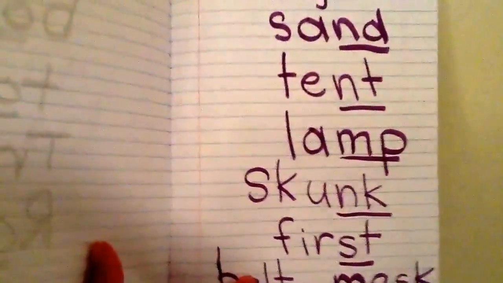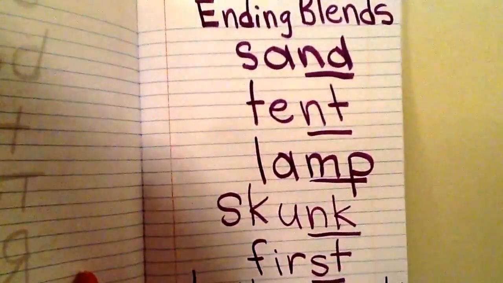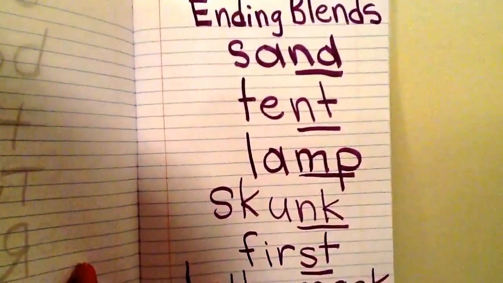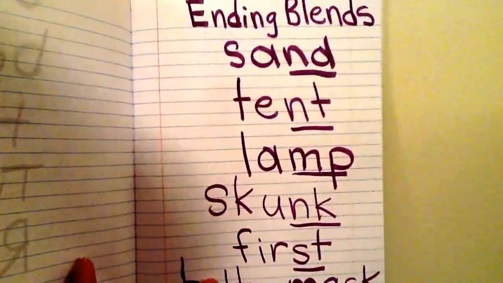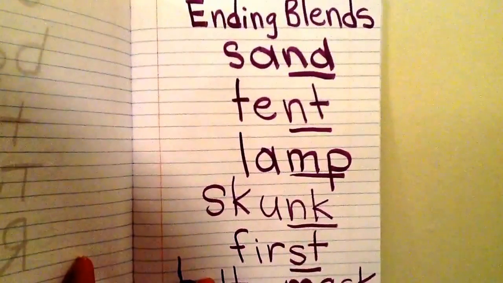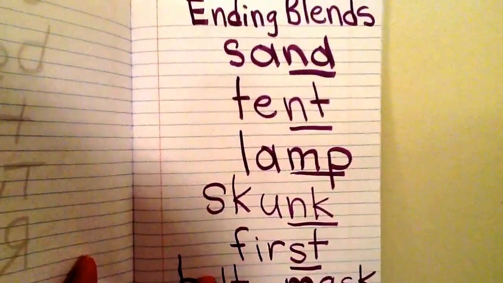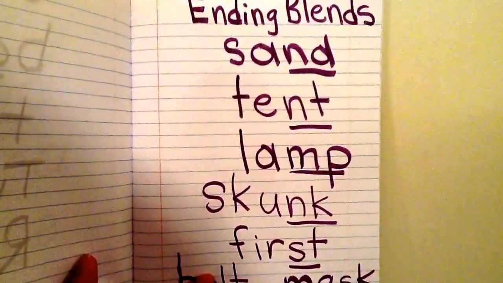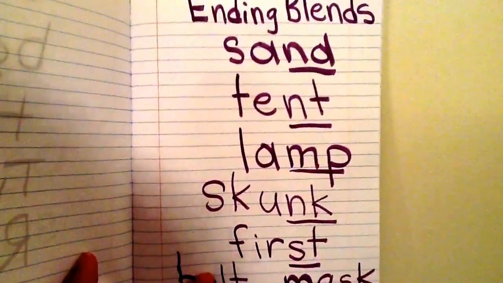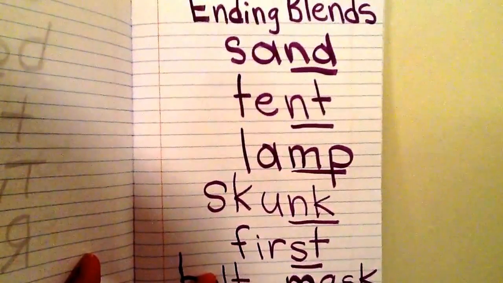So what I want us to remember is that ending blends are two consonants together at the end of words, and we hear both consonants. So we need to make sure when we're writing words that we write all the sounds that we hear. And the best way to do that is to say our words slowly. So please remember to say your words slowly and write all the letters, all the sounds that you hear.